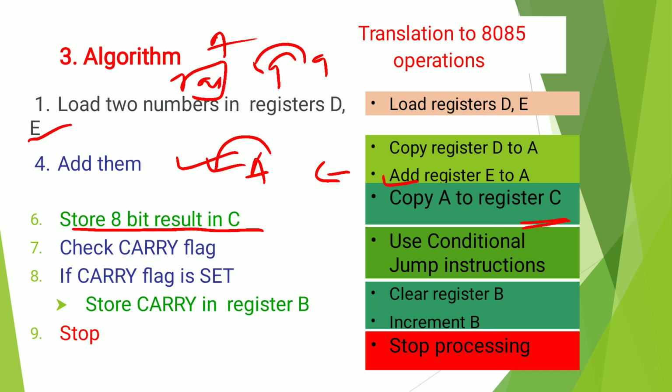Use conditional jump instruction. If carry is set to 1, or carry is generated, then clear the B register. Here I am using the B register for carry. So initially B register has data 0, now carry is generated, so it is incremented by 1. Store carry in register B. Now stop the program.